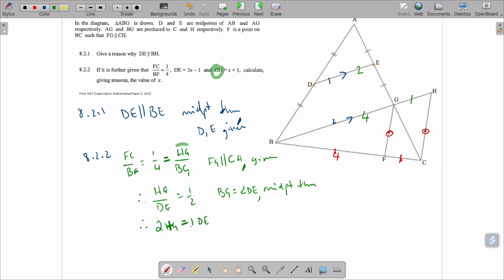And now we're going to plug in those values. We know that HG or GH is x plus 1 and DE is 3x minus 1. And so what we're going to get here is that 2x plus 2 equals 3x minus 1. Sorry for writing a little skew there. And as a result, when we bring things across, we get 3 equals x, and we are done with solving our problem.